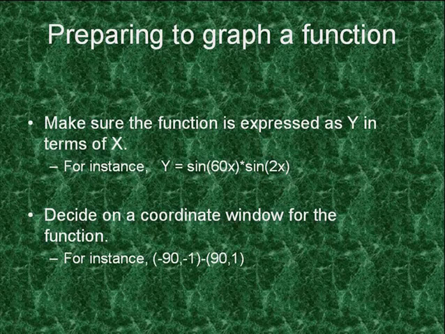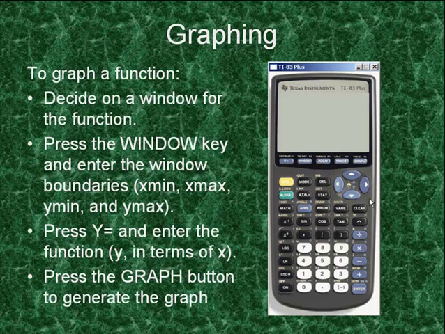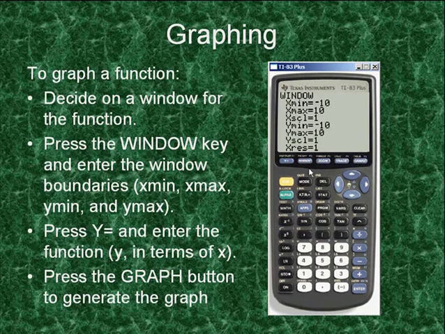In this example, we'll be graphing a sine function expressed in degrees, so we'll set the coordinate window to show x from -90 to 90 and y from -1 to 1. Once you have decided on the coordinates for the viewing window, press the window key to enter them. Again, in this example, we'll have the x-coordinates range from -90 to 90, and the y-coordinates range from -1 to 1.